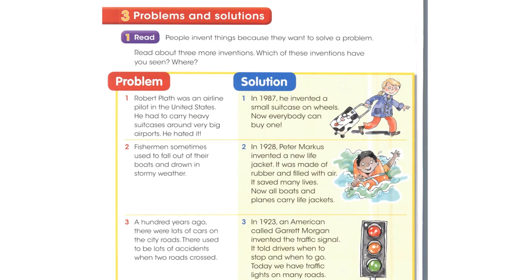Number 3, 100 years ago, there were lots of cars on the city roads. There used to be lots of accidents when two roads crossed. In 1923, an American called Garrett Morgan invented the traffic signal. It told drivers when to stop and when to go. Today, we have traffic lights on many roads.